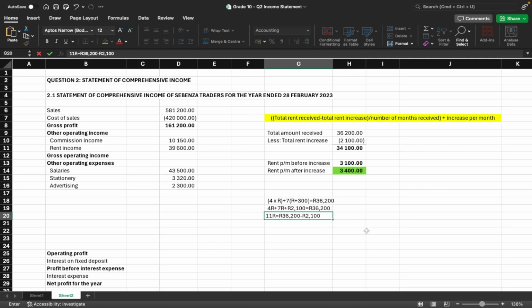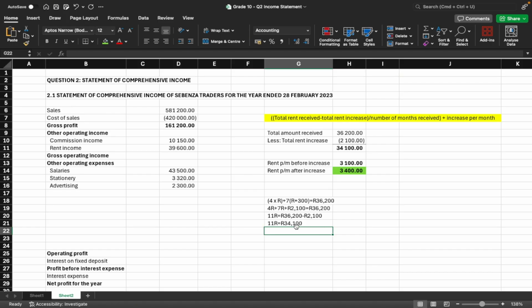Now what is my answer? I know that my 11r equals, what is 36,200 rand minus 2,100 rand? That will give me 34,100 rand. So I've got 11r equals 34,100 rand. Now I can just solve it. I want to isolate the r here. How do I do that? Well, I will have to move the 11 to the other side, but when I move it to the other side, it becomes a denominator.